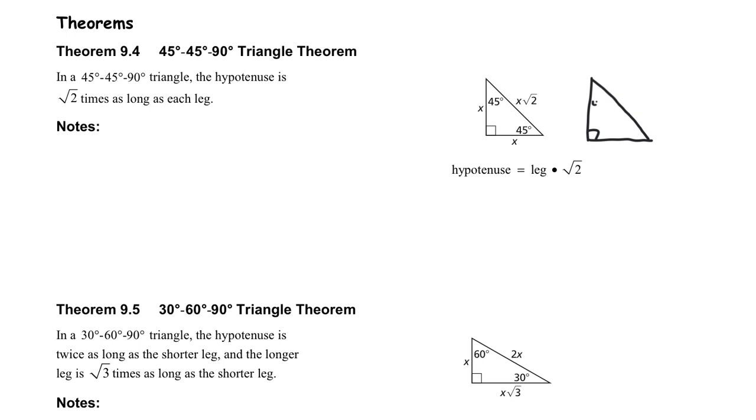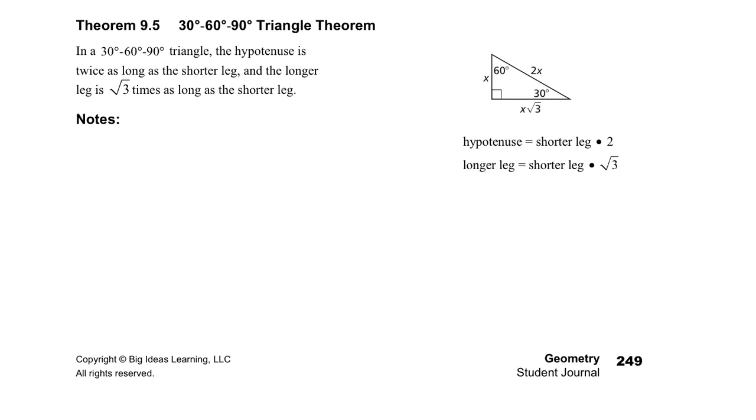If we know where our 45-degree angles are, instead of writing x's, we can write 1s for the legs and square root of 2 for our hypotenuse. And we can use similar triangles and set up proportions to solve these problems that we're going to see today. Or we can just use an equation. No matter what, you have to memorize either a picture to do proportions or memorize three formulas. When I say three, that's because we also have the 30, 60, 90 triangle theorem.